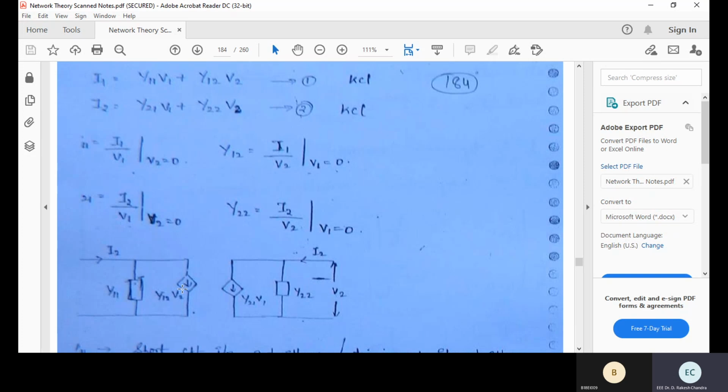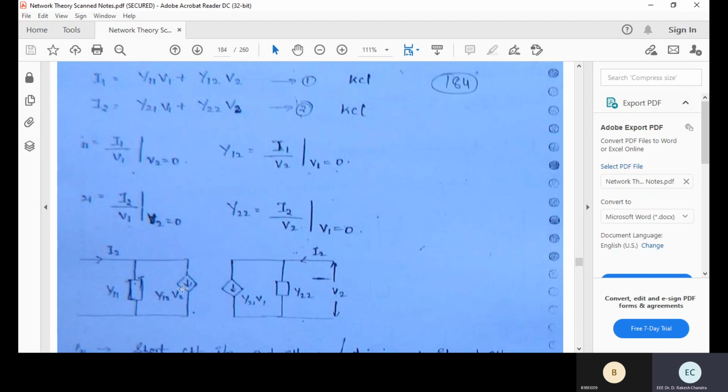Your Z parameters are impedance parameters, and your Y parameters are admittance parameters, or short circuit parameters. Why short circuit? Because in the previous case I1 is equal to 0 and I2 is equal to 0. Either you have to make the primary side or the secondary side open.